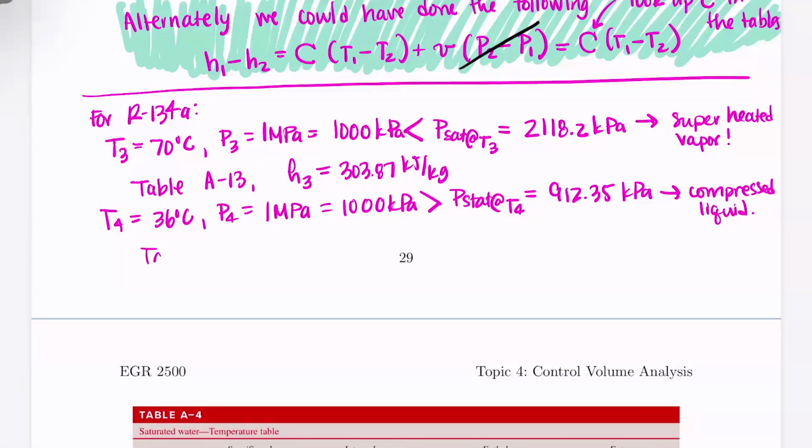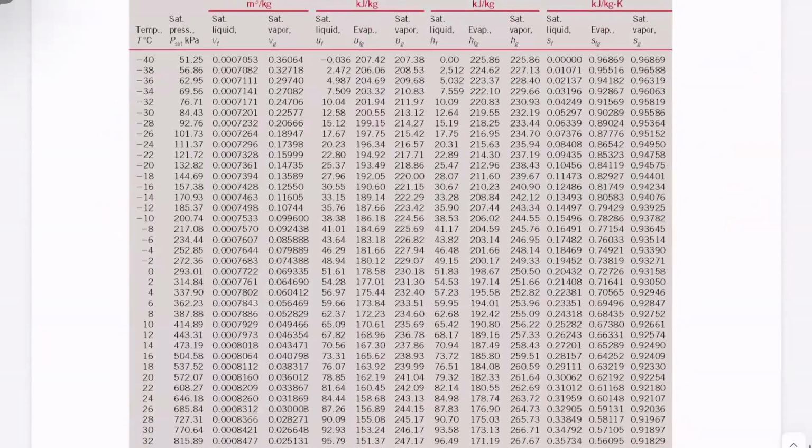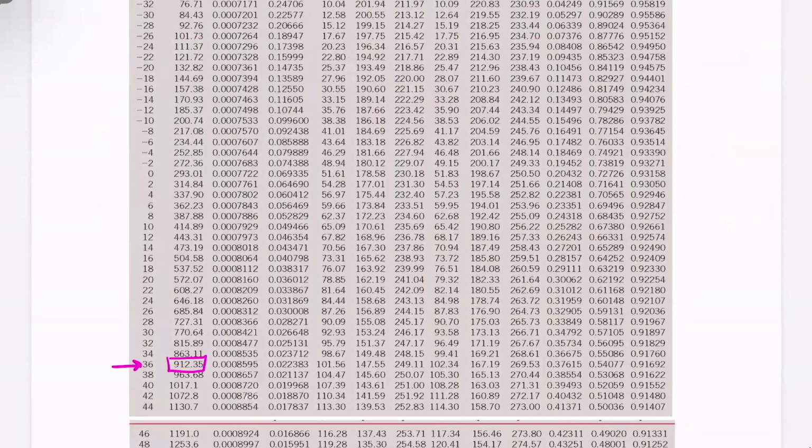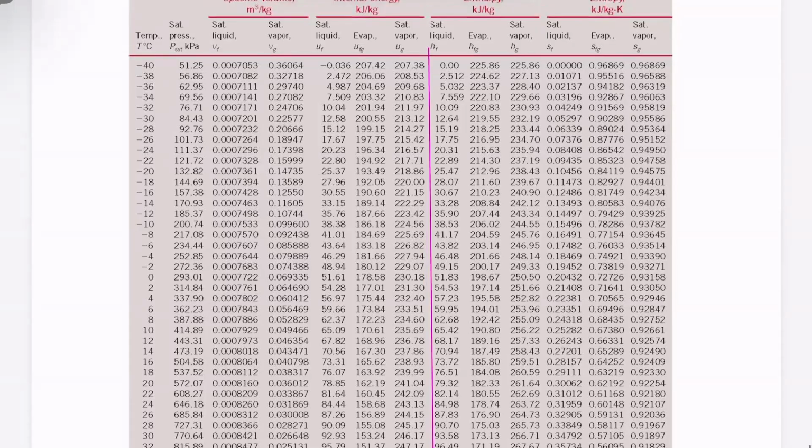All right, so we'll use table A11. So that's our saturation table. And we are going to approximate H4 as being the same as the saturation enthalpy for a saturated liquid at T4. So we will go here. So here's our saturated refrigerant table. At temperature of 36, our enthalpy is here. So we've got 102.34 kilojoules per kilogram.